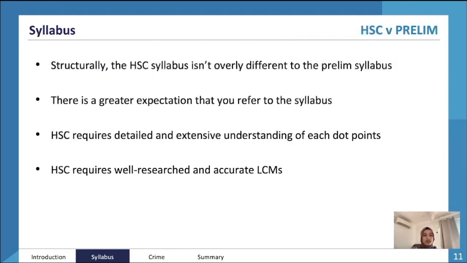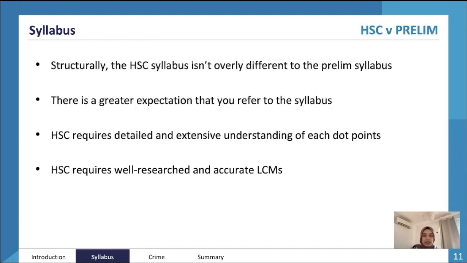Okay. So HSC prelim, whenever I do these lectures, I get a couple of questions in terms of the difference. So I thought I would put in a little slide just to emphasize the difference, or be able to explain the difference. Structurally, the HSC syllabus isn't overly different to the prelim syllabus. So if you are currently in prelim watching this lecture, that might be comforting to know if you are finding the prelim syllabus okay to go through.